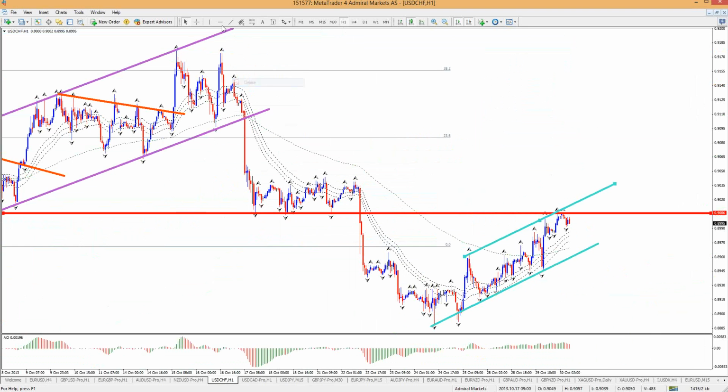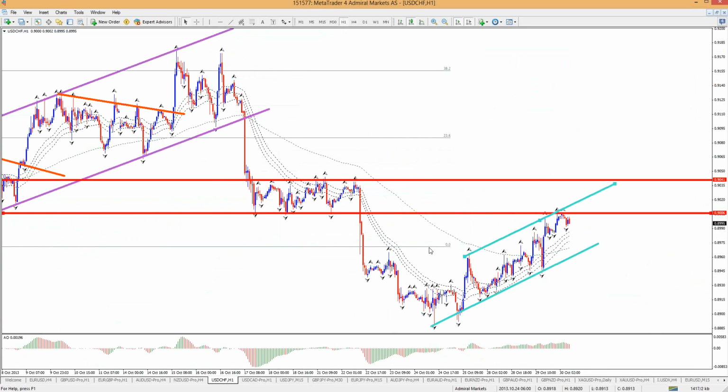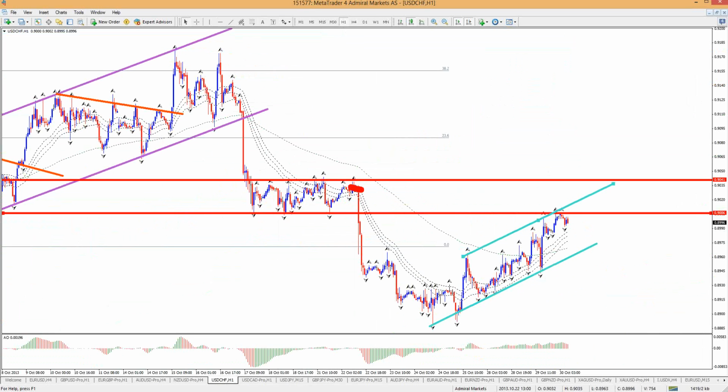Let me add one red line here. This could definitely be a major resistance. This is, in fact, the supply-demand zone. We'll be talking about it more tomorrow, by the way.